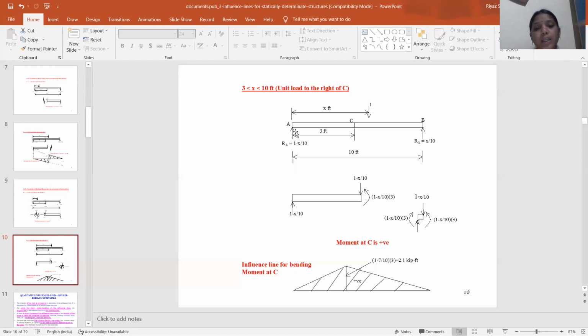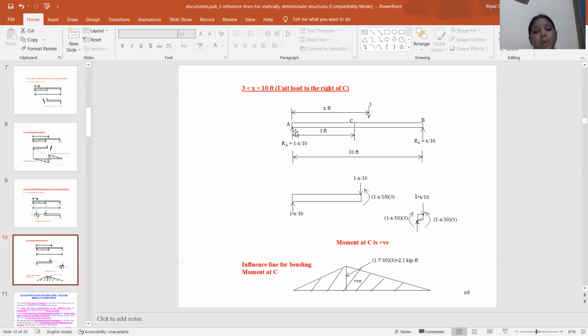the moment RA equal to 1 minus x divided by 10. RB equal to x by 10. The 10 feet total span. The reactions of the support at the bending moment, influence lines for bending moment at C.